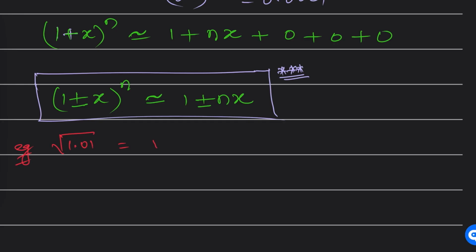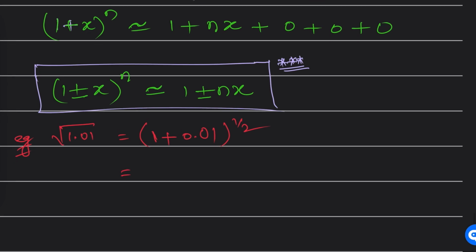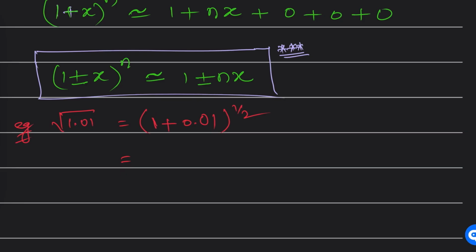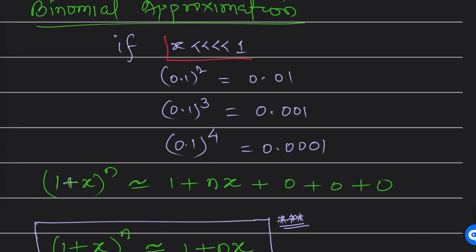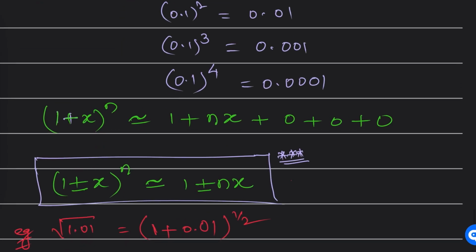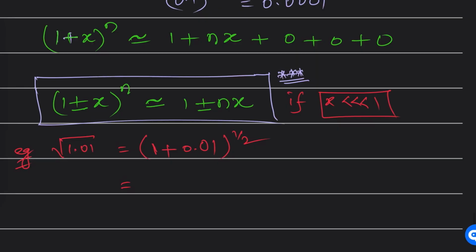See, can we write 1 plus 0.01 power 1 by 2, sir? Easily, it's a true fact. Now, sir, next, isn't it looking like 1 plus x to the power n? What is the condition of x, sir? x must be very, very less than 1. This is the condition for binomial approximation. Yes, I am satisfying this condition. It is less than 1, sir.